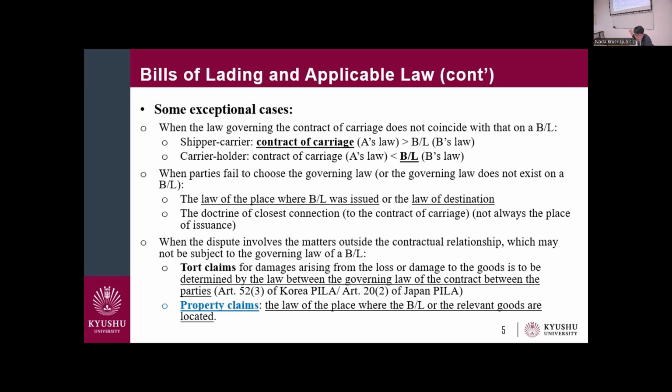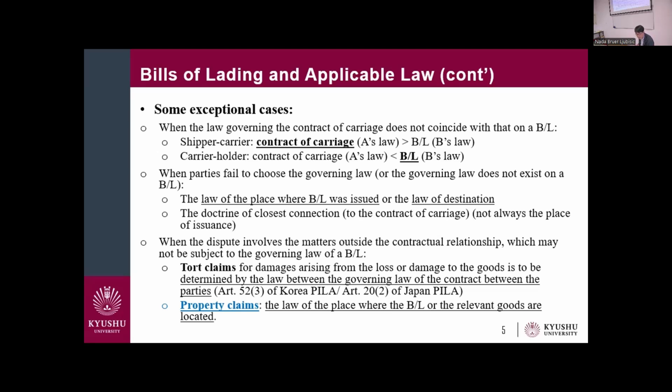When the dispute involves matters outside the contractual relationship, this is related to the point that I want to make today. Please let me know if I'm wrong, but the governing law of the bill of lading regulates the contractual relationship between the parties, between the carrier and the holder of the bill of lading. When it comes to a non-contractual relationship, for example when it involves a tort claim or a property claim, then not necessarily will the governing law of the bill of lading regulate such a relationship.